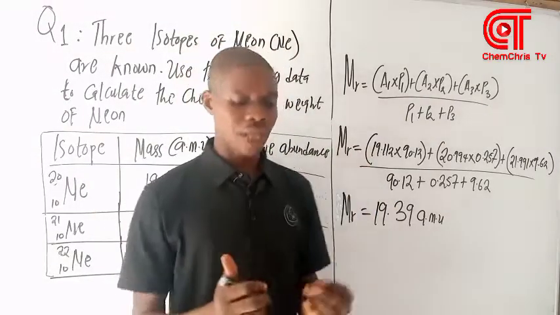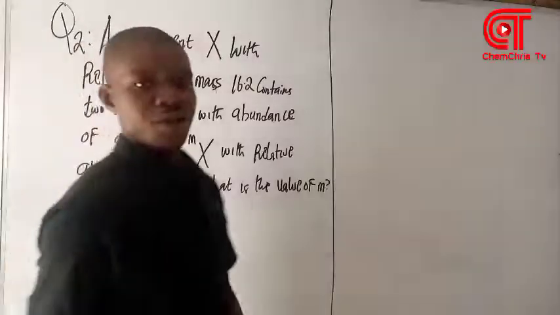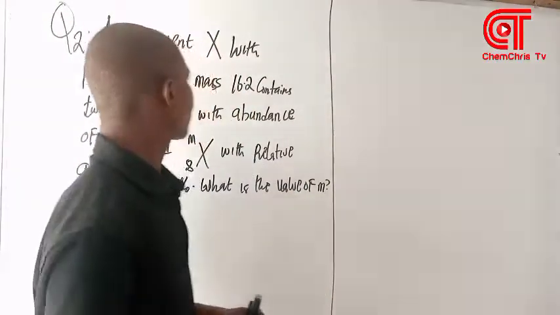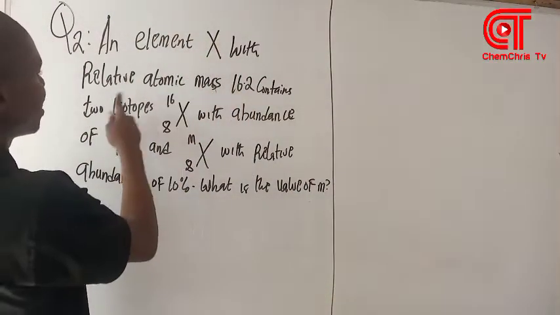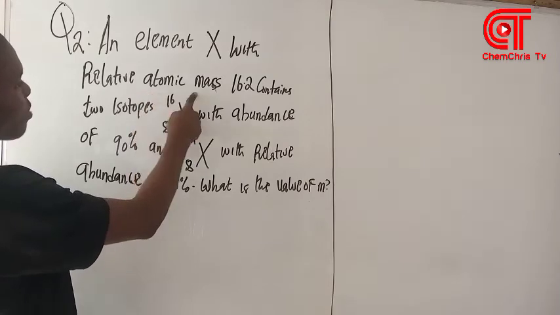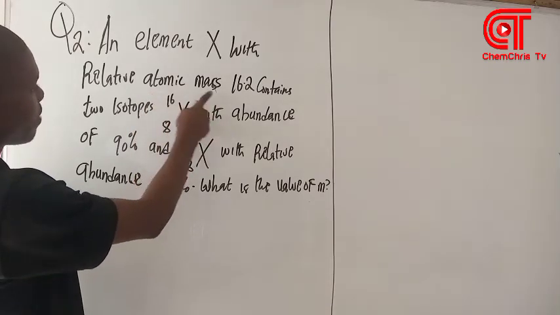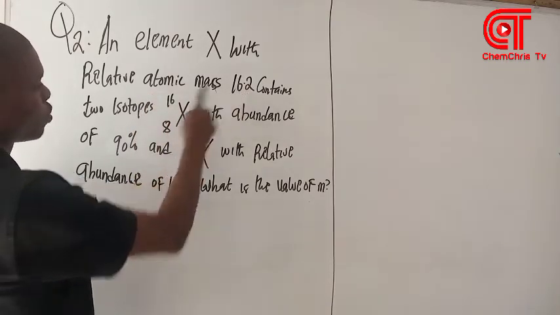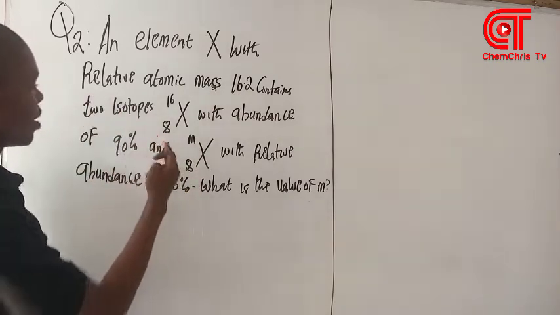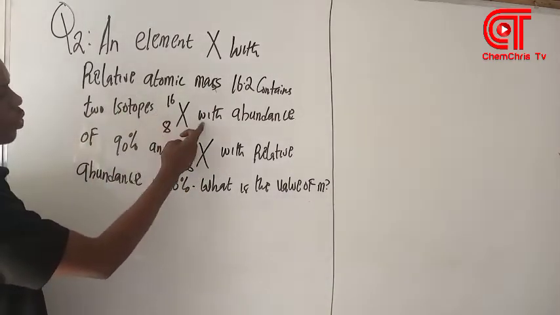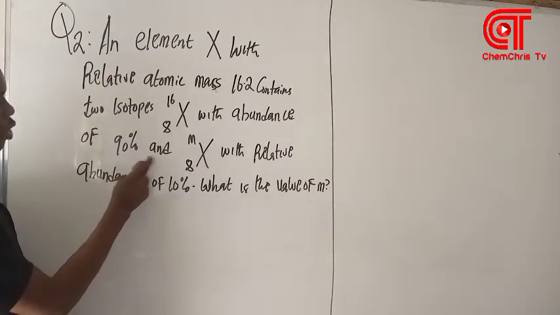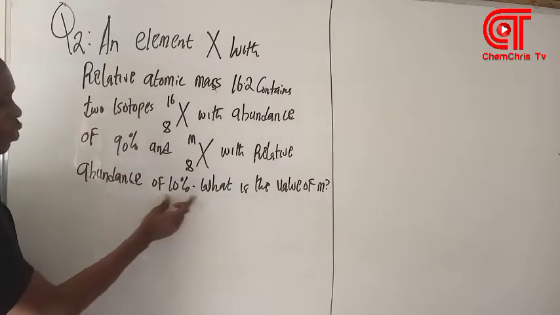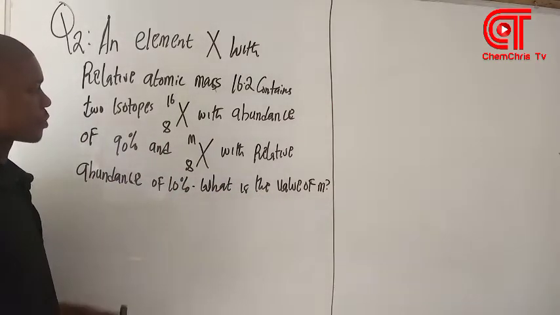So now let's look at another question. Let's look at the second question here. They say that an element X which has relative atomic mass 16.2 contains 2 isotopes. Isotope 16 with abundance of 90 and isotope M with relative abundance of 10. What is the value of M?